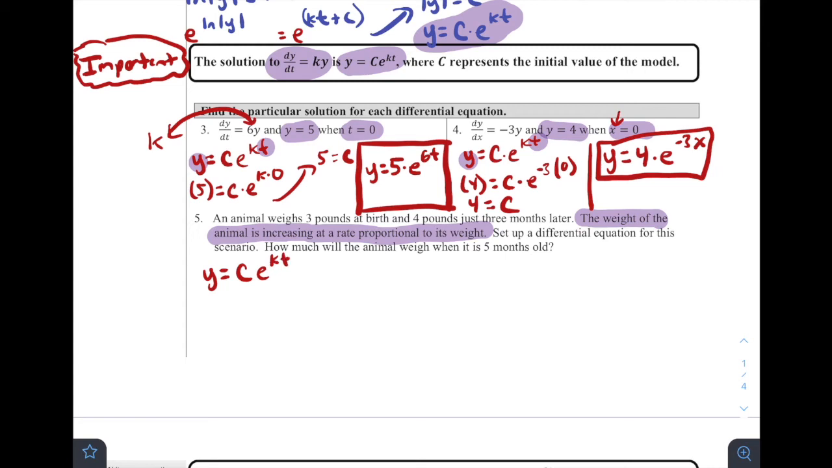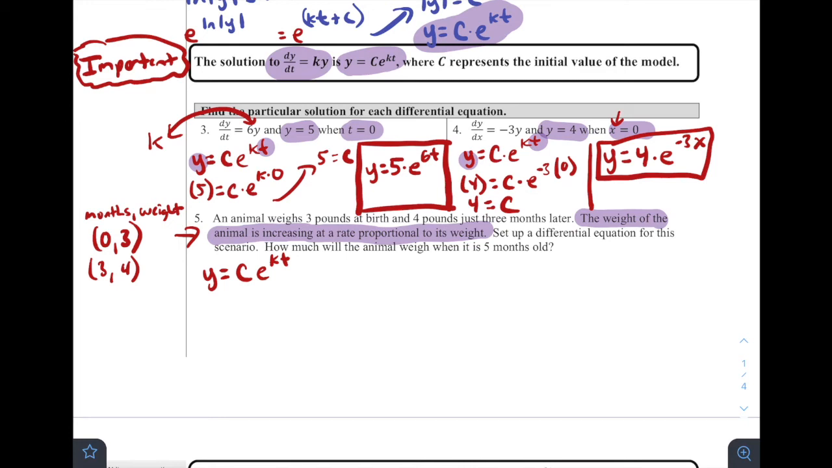Now I want to notice, what did they give us in this problem? We know that at birth, the animal weighs 3 pounds. So when time is 0, the animal weighs 3 pounds. And we know that 3 months later, it's going to be 4 pounds. So when t is 3 months, the animal's going to weigh 4 pounds. So this is months, and then we've got weight for our coordinates.